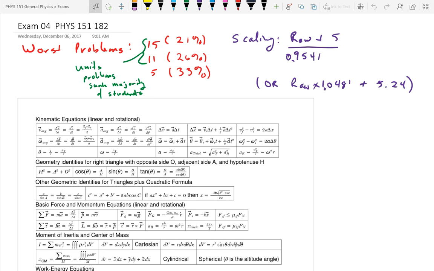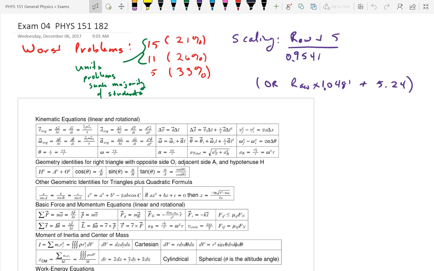The problems with 15 and 11, the 2 worst problems, were both people not paying attention to the units. It wasn't that they didn't understand the physics. If they were in the 16 through 20, they would have had much higher scores. But people didn't pay attention to the units and thus got the problems wrong.